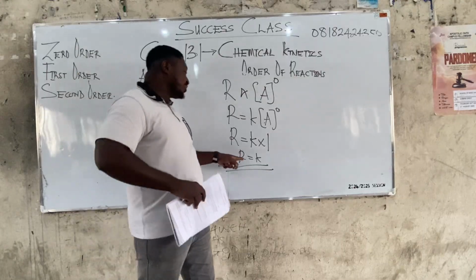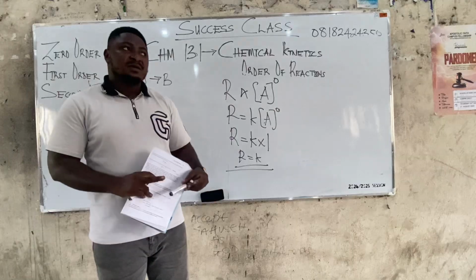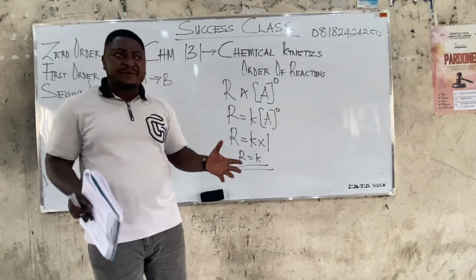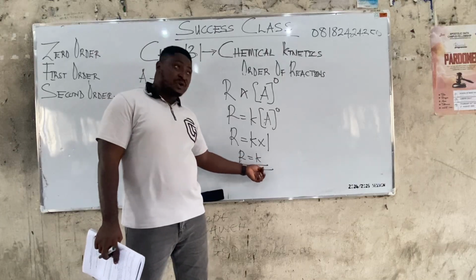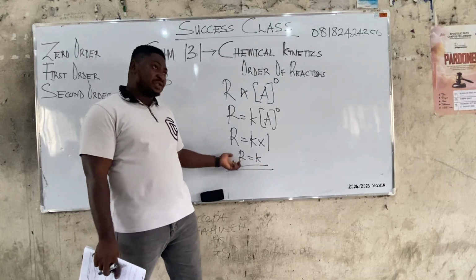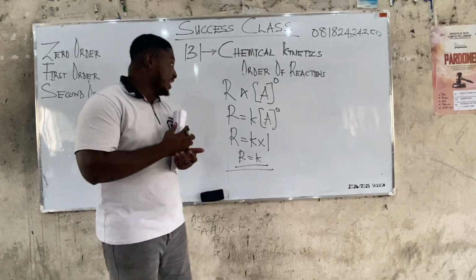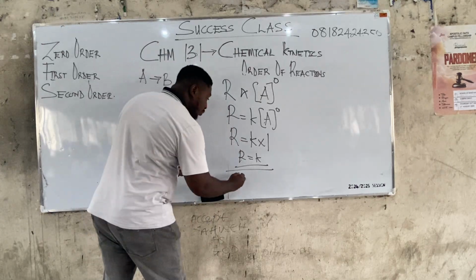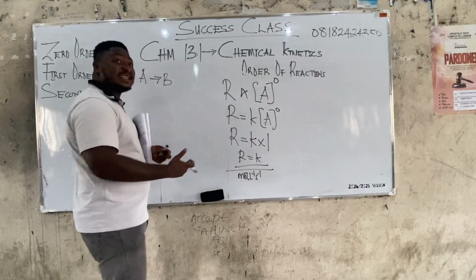So in a zero order reaction, the rate of chemical reaction is equal to the rate constant K. Class, it's not true for all other types of reaction, but for zero order it is true. Once you have gotten the rate constant, you have gotten the rate of the reaction. Because they're equal to each other, they also share the same unit: mole per liter per second.